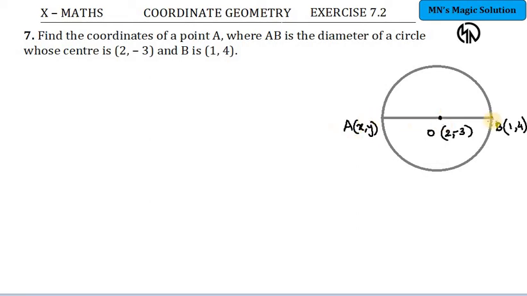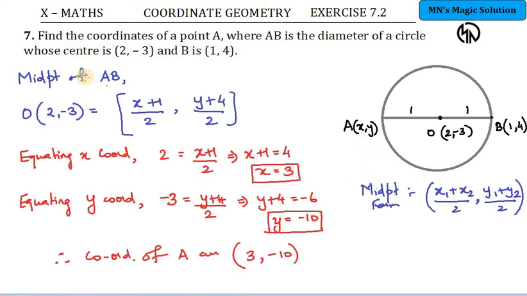Now AB is the diameter and O is the center, so OA must equal OB because they are radii. So you will have this line AB divided in the ratio 1:1, or you can say O is the midpoint of AB. So I will apply the midpoint formula here to try to find out what is X and Y.